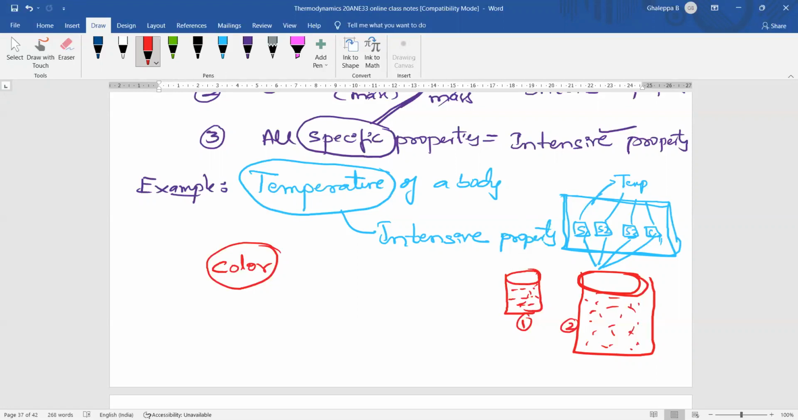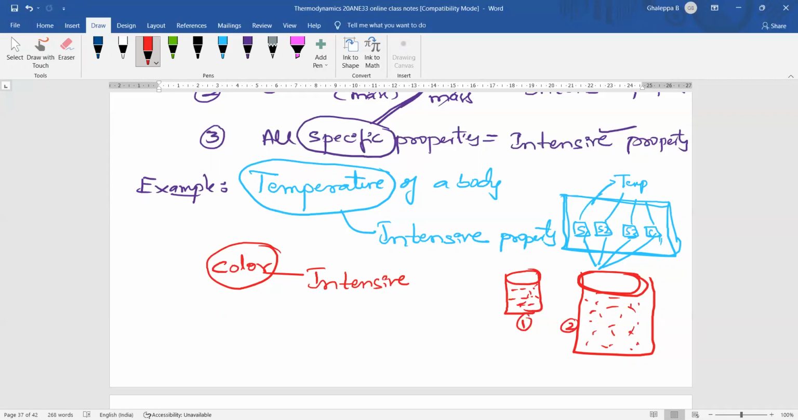Independent on mass. So it is also an intensive property. For example, a small kid, a baby, is there. It is white in color, and there is one more big person, a 40 year old man. So based on the color, you are deciding your 40 year old is extensive and the small baby is intensive? No, not like that. Irrespective of the mass, the color is always an intensive property.